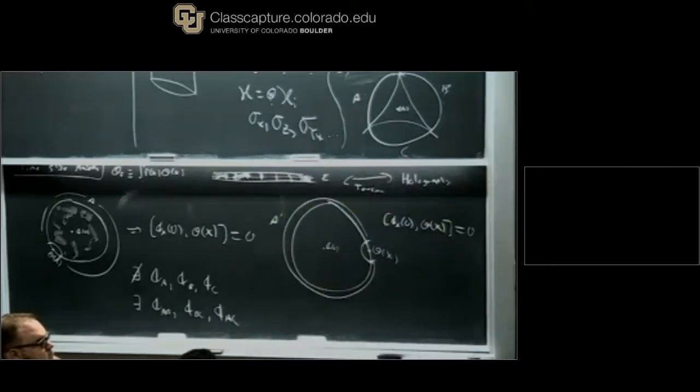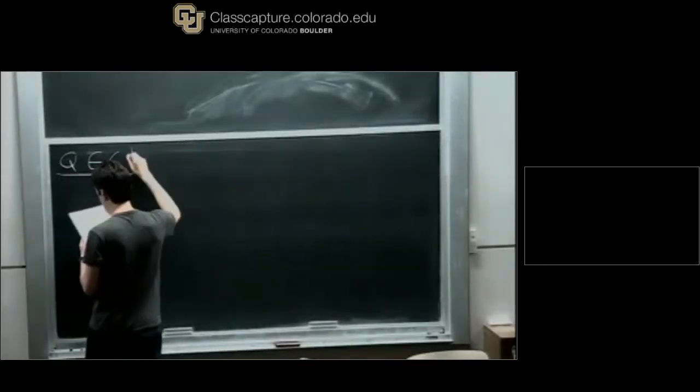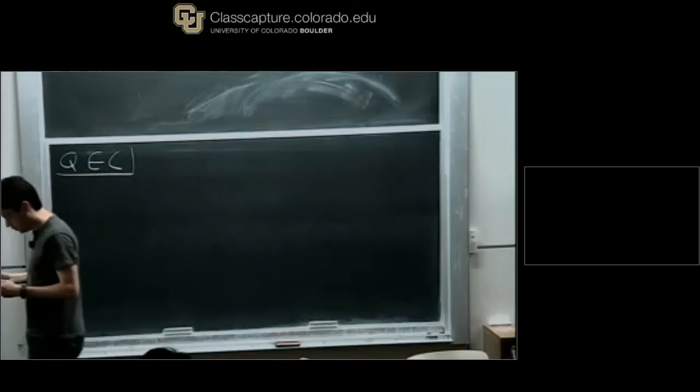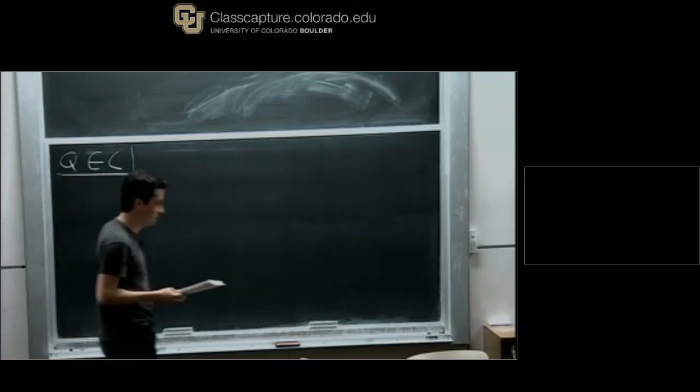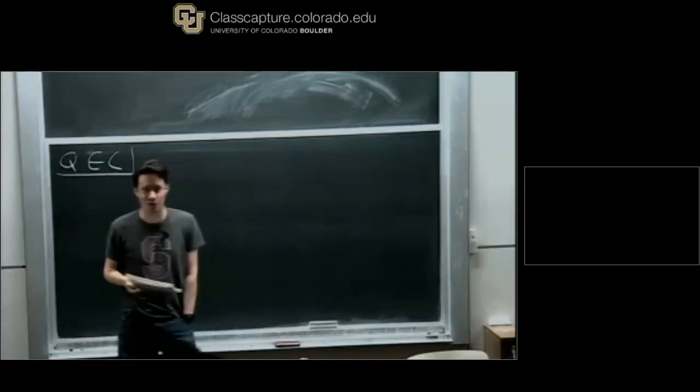Okay. So let me now start by talking about quantum error correction. All right, so what is this quantum error correction? Quantum error correction is a thing which was invented by people who were thinking about building quantum computers.